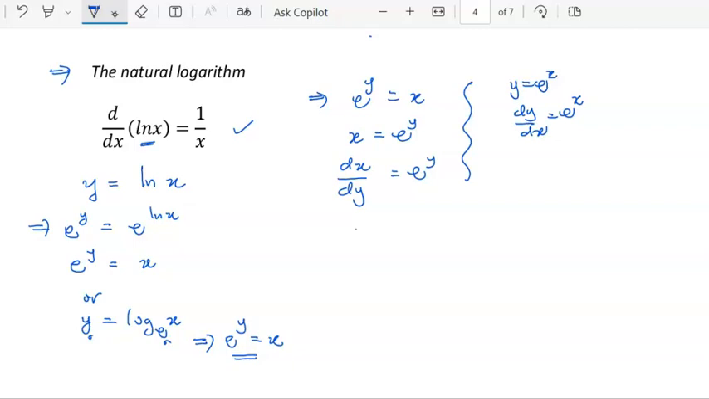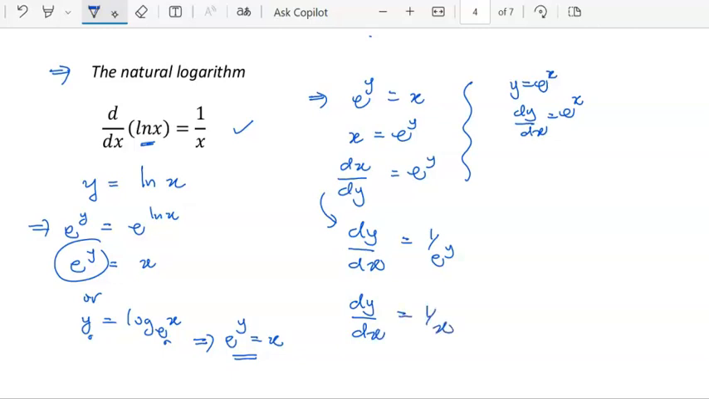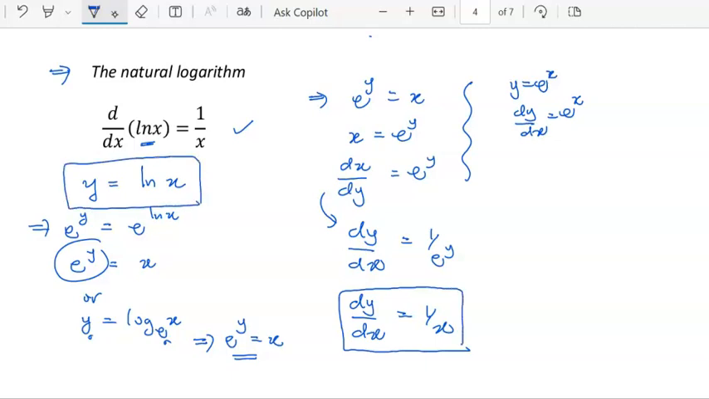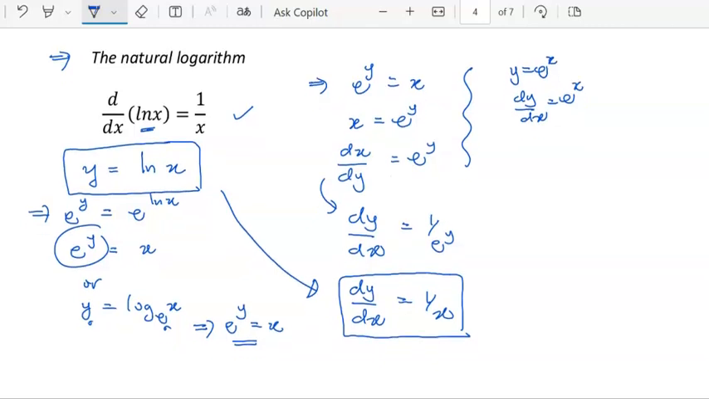That means if I'm looking for the dy dx, what am I going to do? I'm just going to flip it. It's going to be 1 over e of y. But what is 1 over e of y? You know, over here, 1 over e of y is that. That means we have our dy dx as 1 over x. That's how we know that the derivative of the natural log is 1 over x. Now, this is something that you should know. It's going to be in your head.